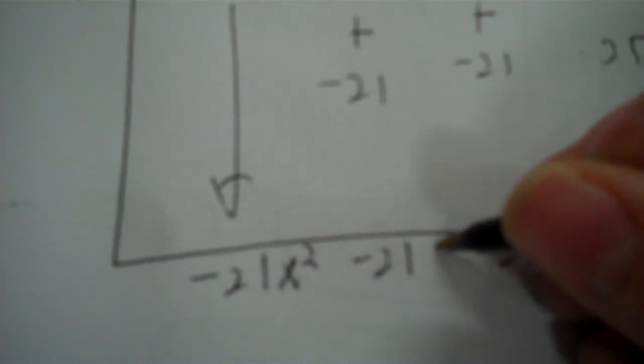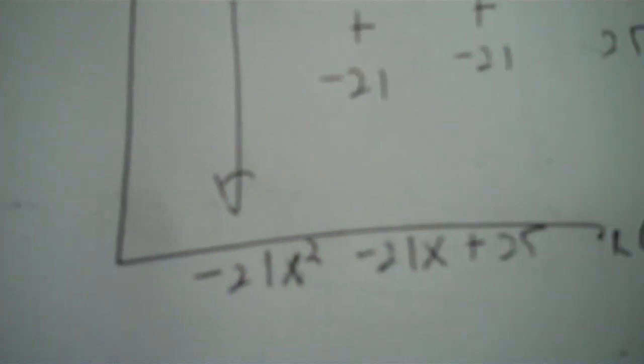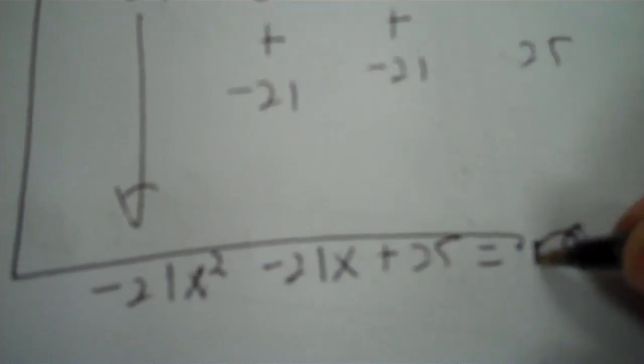So negative 21 times 1 is negative 21. Then you add, negative 21 times 1, negative 21. Then you add, you get 25. 25 times 1 is 25, gives me my remainder 0. Now what's the equation? Well, it's negative 21 x to the second minus 21x plus 25 equals 0. If that's a remainder, you can put 0 on that.